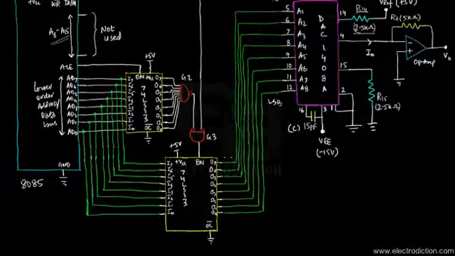Now you can see the second latch chip. I'll call this one latch 1, that is L1, and I'll call this one L2.